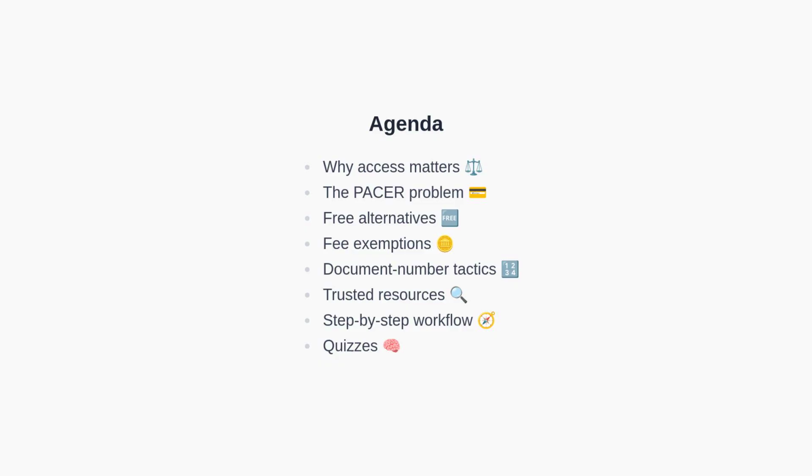Let's begin. Here is today's agenda. First, we will explain why public access to federal court records matters. Next, we will break down the PACER problem and its fees. Then, we will move to free alternatives, fee exemptions, and document number tactics. After that, we will outline trusted resources and a practical step-by-step workflow. Finally, we will test your knowledge with quick quizzes before summarizing key takeaways.